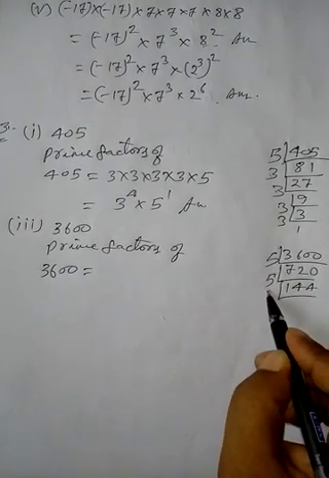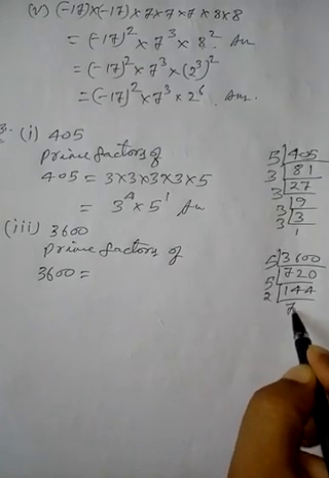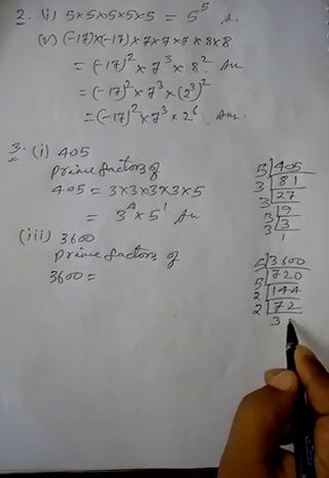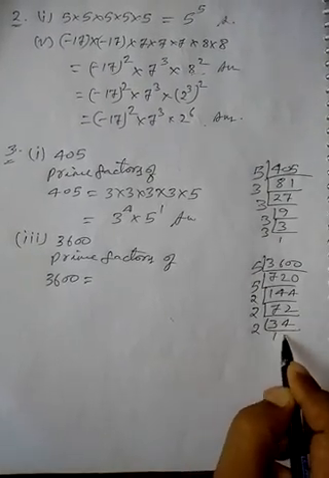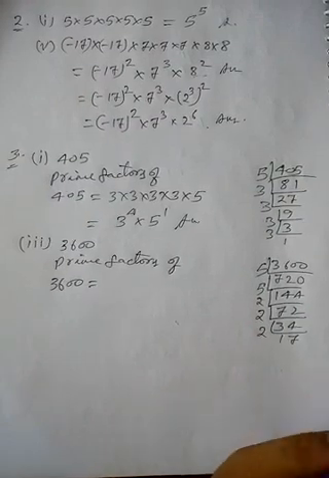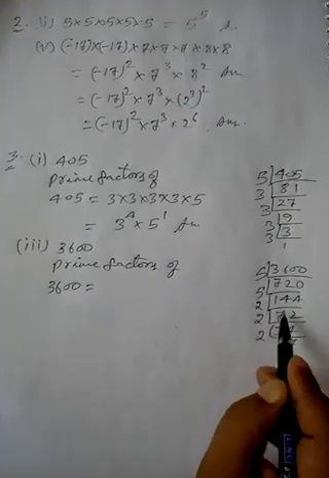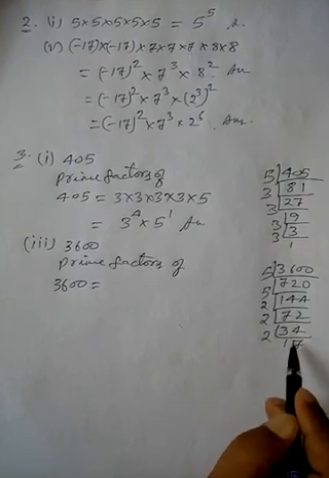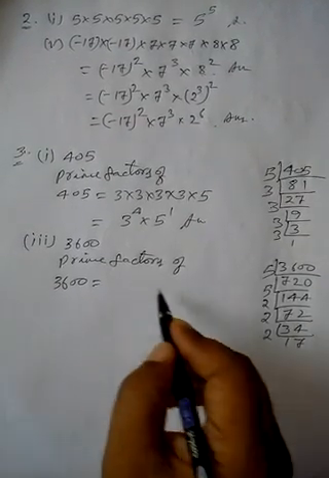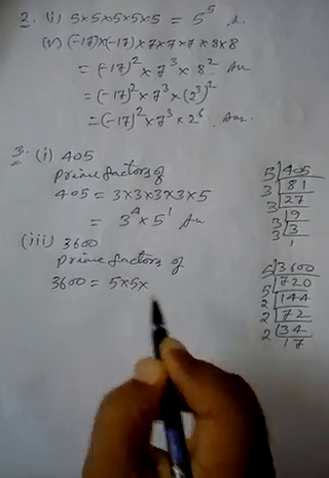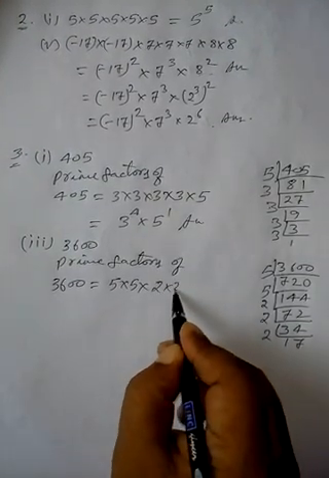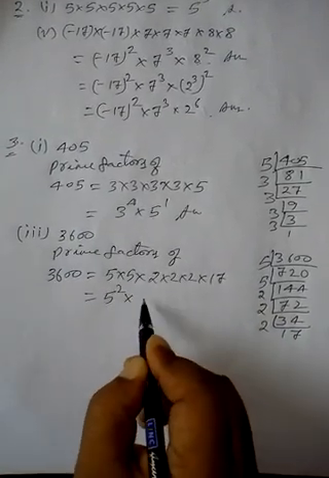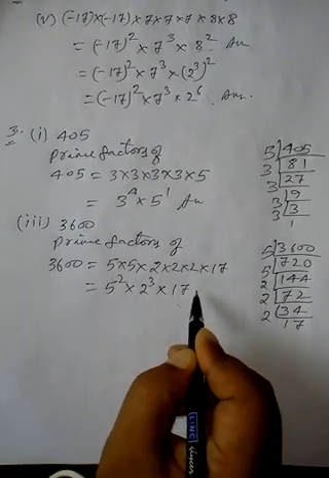Now it is divisible by 2. 2 7s are 14, 2 2s are 4, 2 4s are 8, 2 1s are 2. By dividing with 2 several times, we get 2 7s are 14. So the prime factors are 5 into 5 into 2 into 2 into 2 into 17. So it is 5 squared in the exponential form, 2 raised to the power 3 into 17.